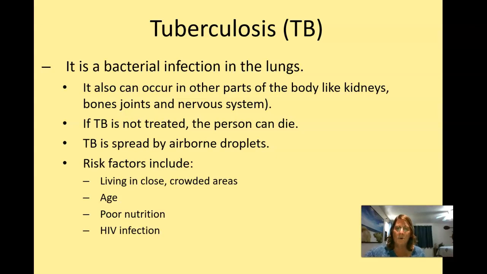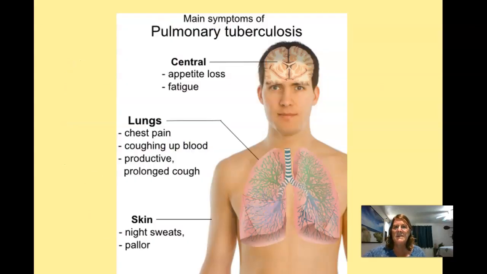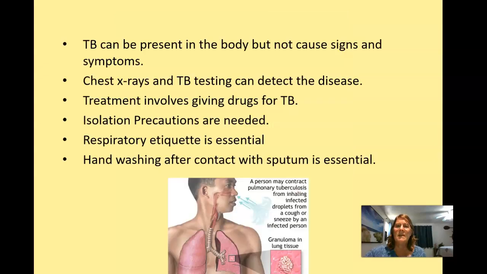It is spread by airborne droplets, so this person needs to be on airborne precautions. Risk factors include living in close, crowded areas, older people, poor nutrition, and people that have HIV. There is a type of tuberculosis that breaks out in our HIV community as well. So they tend to have appetite loss, fatigue, which is feeling excessively tired, chest pain, coughing up blood or a productive cough, night sweats, really pale. It can present in the body but not cause signs and symptoms and still be transmitted to others. That's kind of the dangerous thing with it.